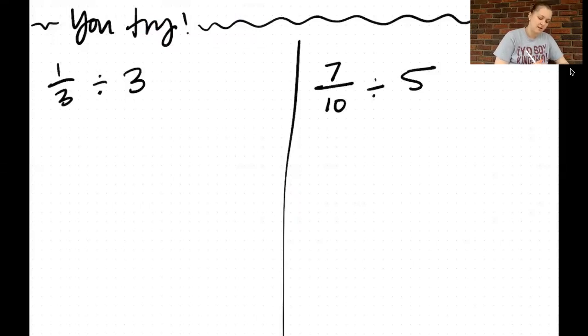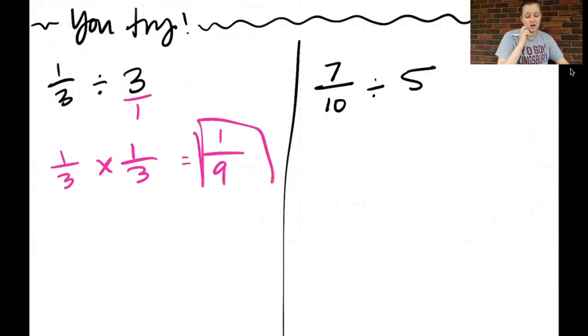My first fraction stays the same. Remember, this is 3 over 1. So the reciprocal of 3 wholes, or 3 over 1, is 1/3. Multiply straight across. 1 times 1 is 1. 3 times 3 is 9. That is my final answer. I can't simplify 1/9. 1 is prime. You really can't do anything with 1. Okay, so we have to leave it as it is.